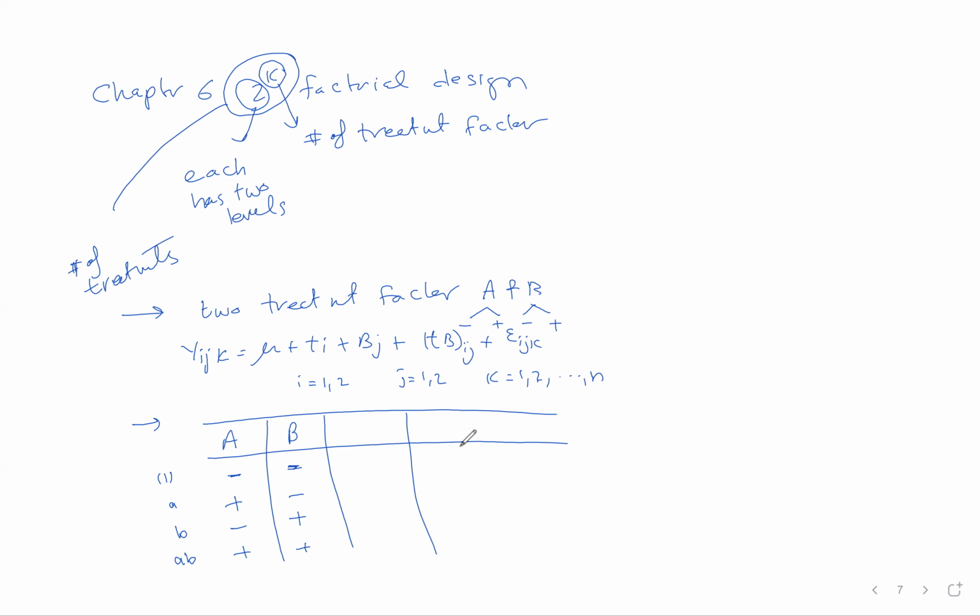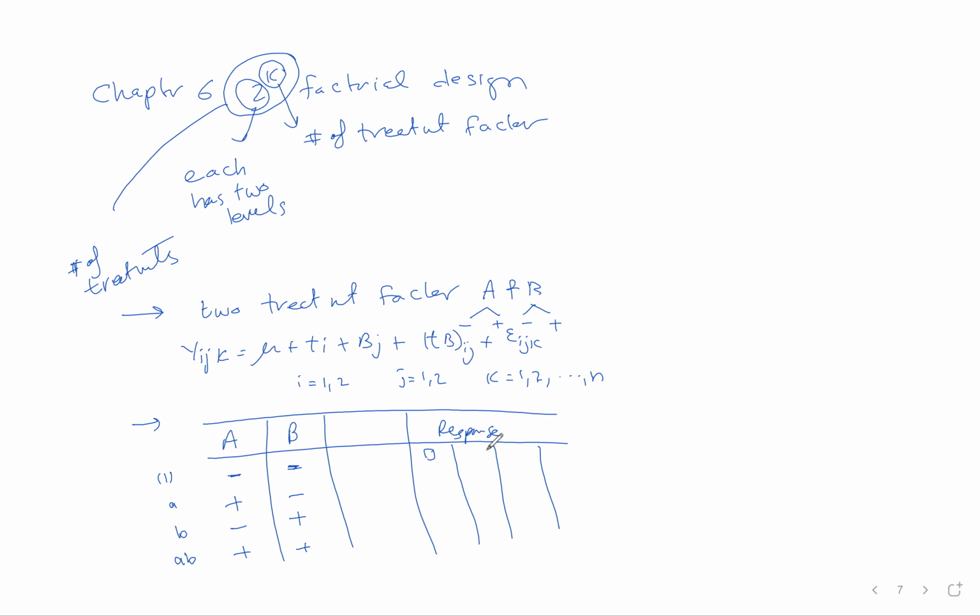And maybe you have 1 replicate, so you have only 1 column for the response. Maybe you have 2 replicates, maybe you have 3 replicates. So you measure the response. If you measure the response only 1 time, it is 1 replicate. You measure the response more than 1 time under each treatment, it means you have replicates. So let's assume you have 3 replicates.